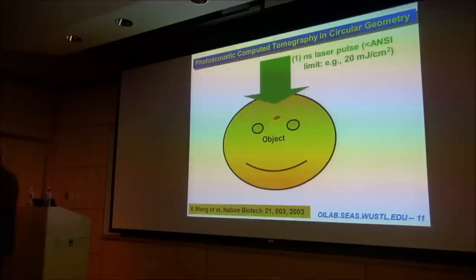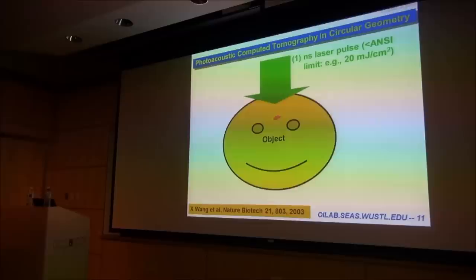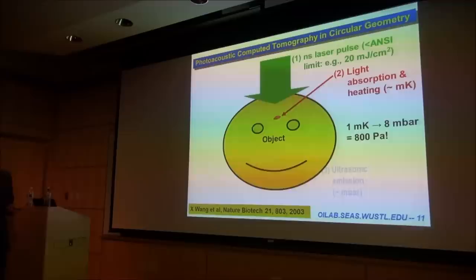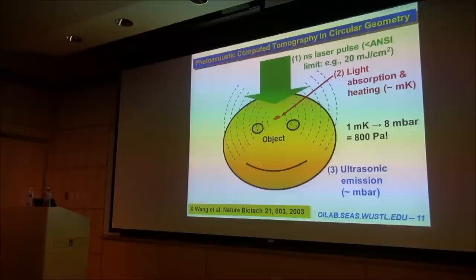Oftentimes it's an order of magnitude below the damage threshold in the most conservative case, meaning maybe very dark skin. Right? This applies to the visible spectral range. Well, we allow photons to scatter around, make sure they go deeper so we can go beyond this 1 millimeter diffusion limit. Light absorption will generate heating. Every millidegree gives you 800 pascals pressure rise, and that's already detectable. But to get a better SNR, you want to have 10 times or 100 times that pressure rise.